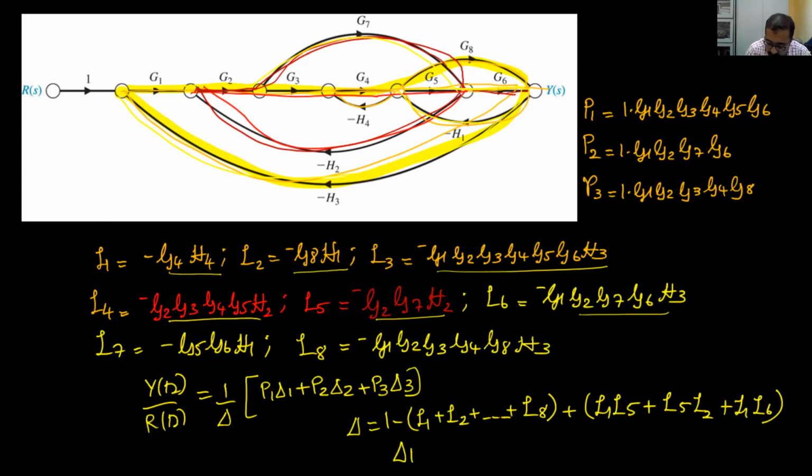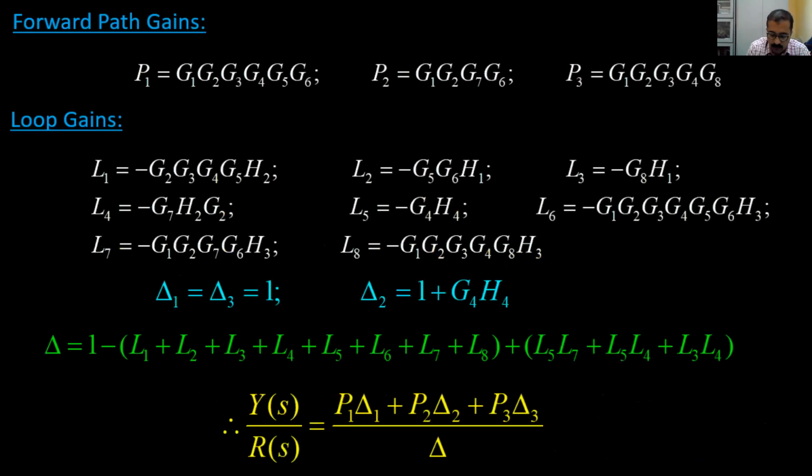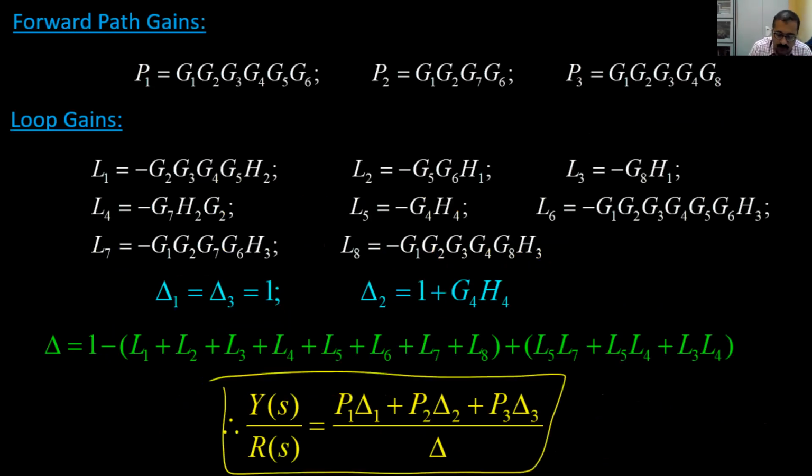Okay. Now what is delta 1? 1 minus sum of all loop gains not touching first path. First path is all the loops are touching. So 1 minus 0, which is 1. What is delta 2? 1 minus sum of all loop gains not touching second path. Which is the second path? G1, G2, G7, G6. So we have G4 minus H4 not touching. So 1 minus L1. What is delta 3? G1, G2, G3, G4, G8. So delta 3 is also 1. So you can substitute that and you will get your overall transfer function, y of s divided by r of s. Okay.